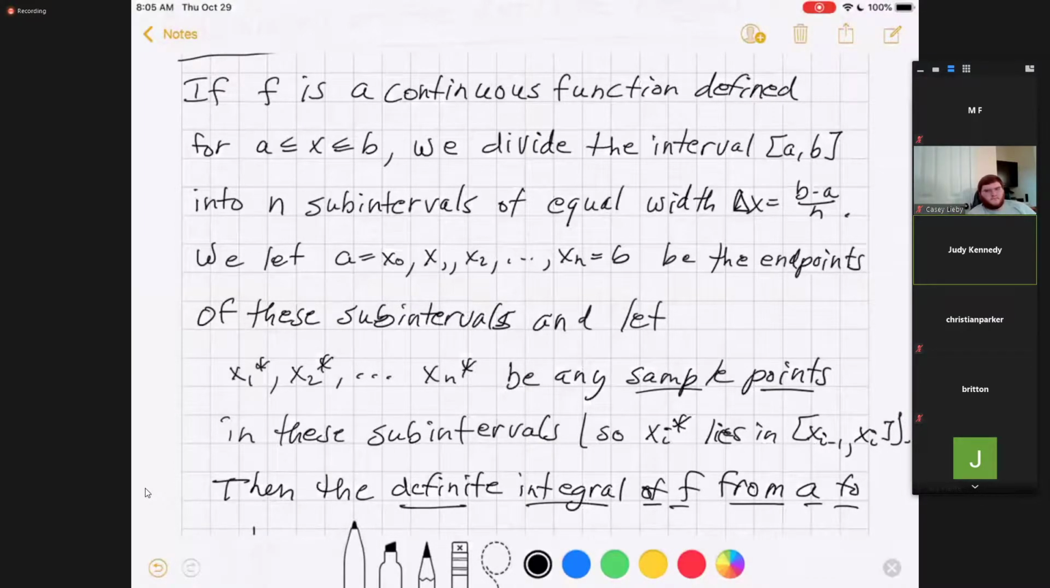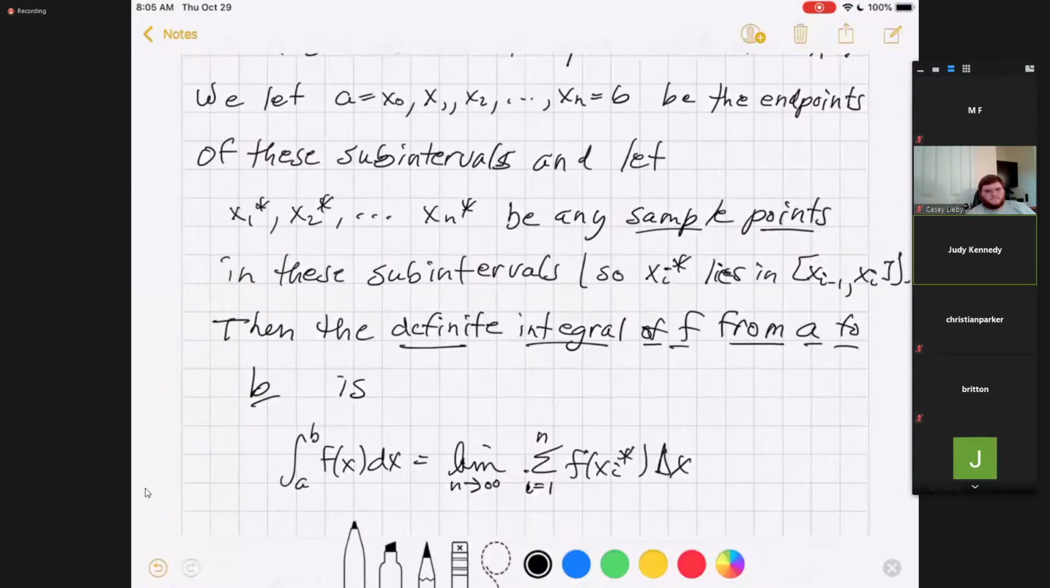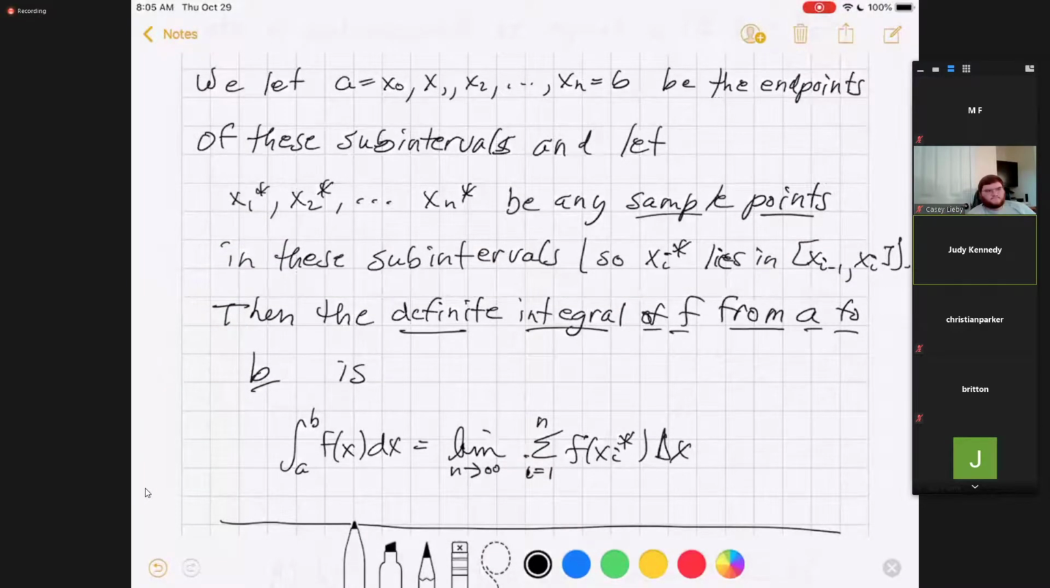Oh, there's a lot of lead up here. Finally, the definite integral of f from a to b is this. Where's my pen? Oh, here it is. Okay. The definition itself, this is what we were doing yesterday. It's a limit of Riemann sums. It's the limit as n goes to infinity of the sum as i goes from 1 to n of f of x i star delta x.